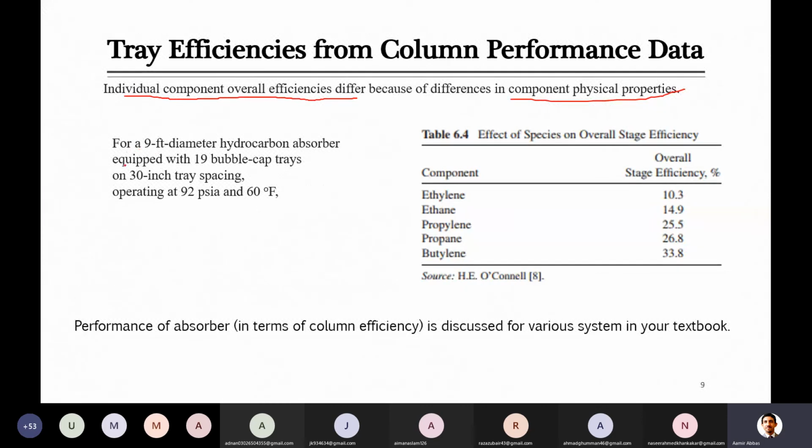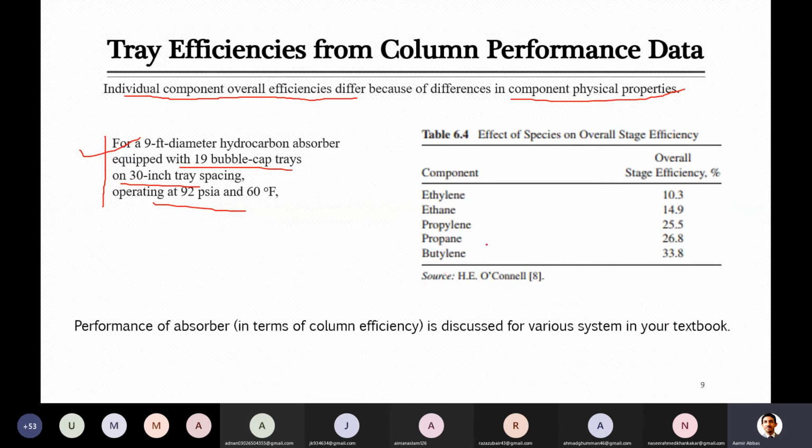So these kinds of separations were performed using the same conditions as mentioned here: the column was of 9 feet diameter, a hydrocarbon absorber, in which hydrocarbons are being absorbed, and it was equipped with 19 bubble cap trays, with the same tray spacing, as well as the same operating temperature and pressure parameters. So you can see that even by using the same column, for a number of components, the efficiency was different.